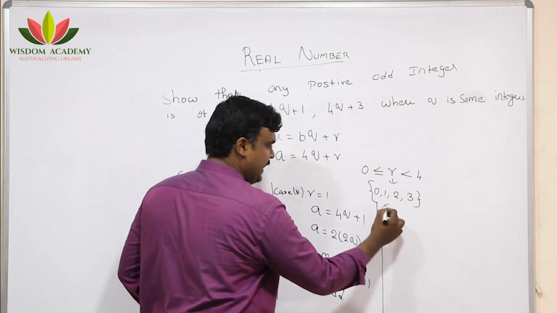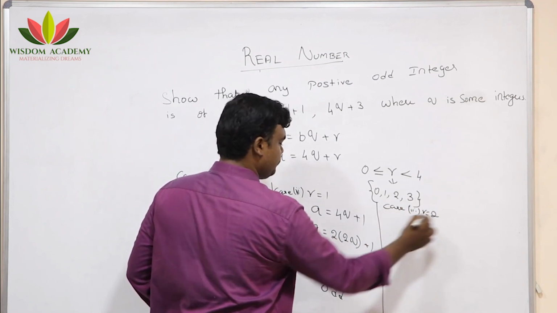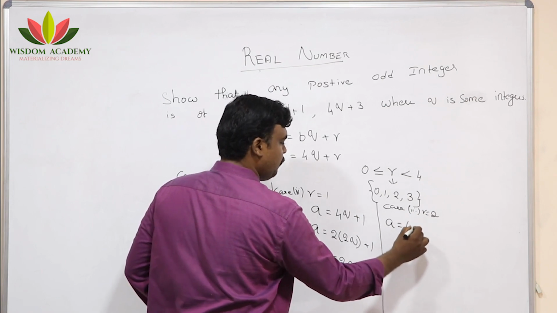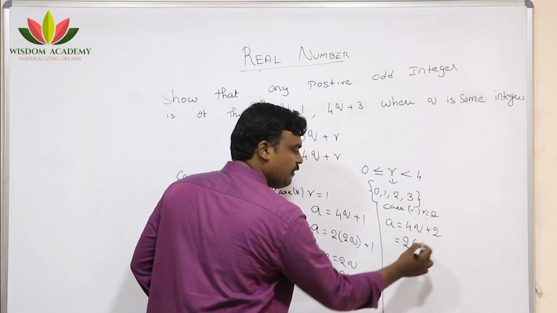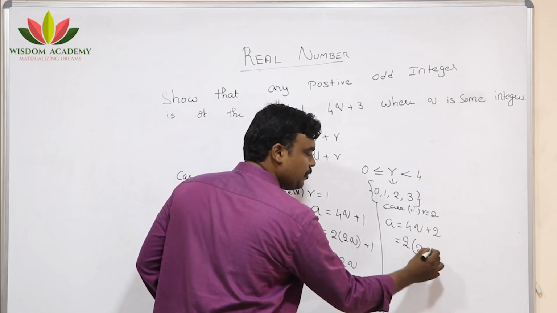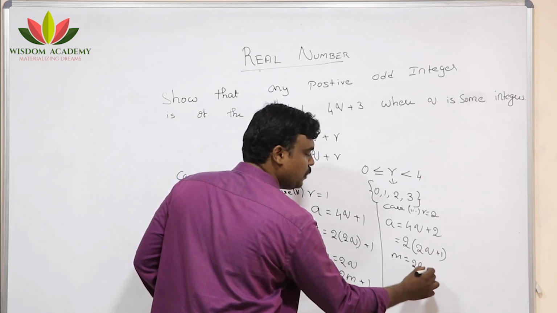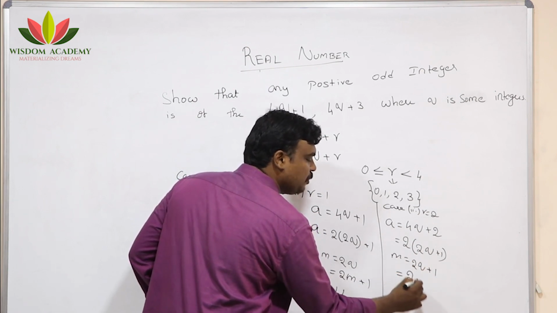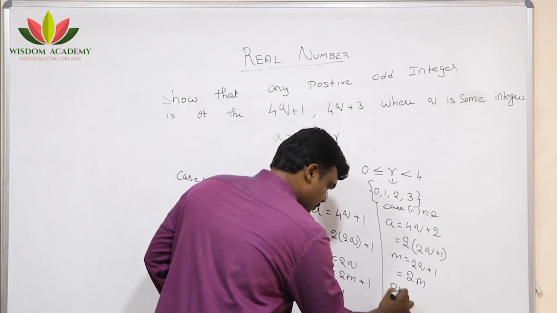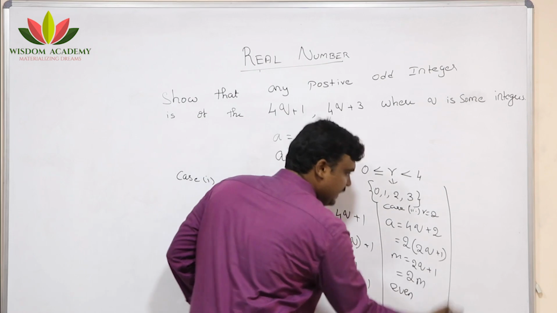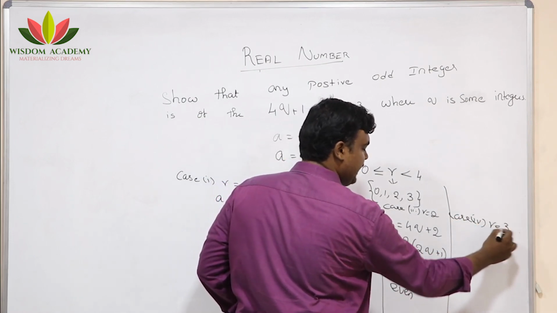And I am going to case 3, where my remainder will be 2. So A is equal to 4q plus 2. I will take 2 as common outside. So what will be remaining inside? 2q plus 1. I will take m is equal to 2q plus 1. So it will end up as 2m. Once again, it's a multiple of 2, so it will be an even number. So even.